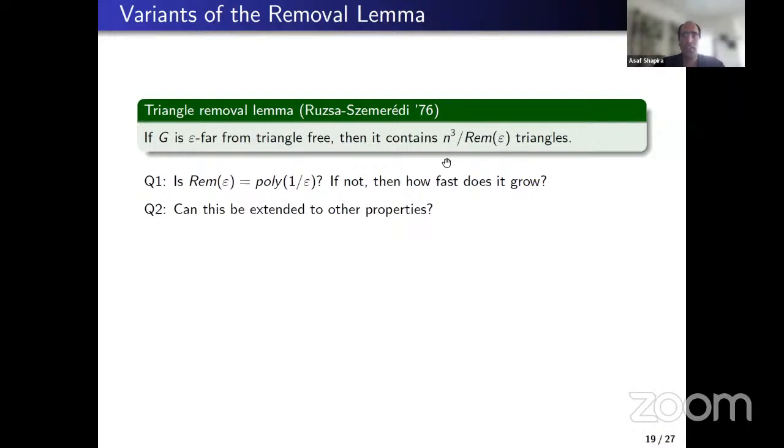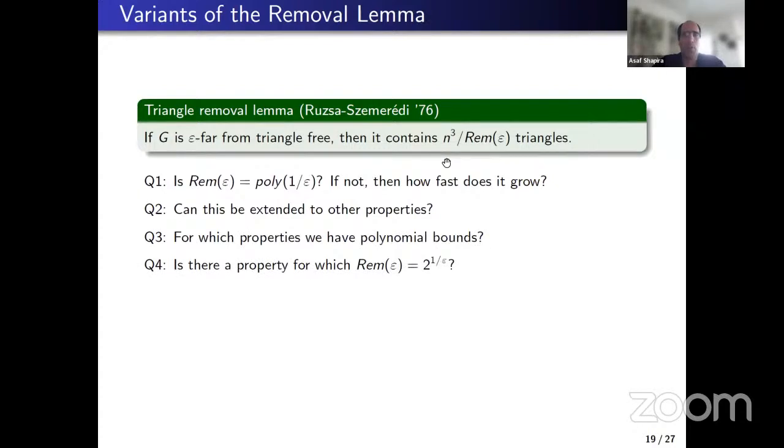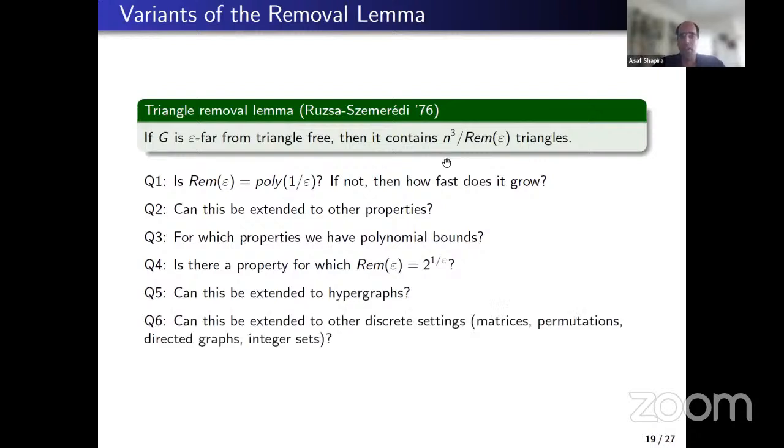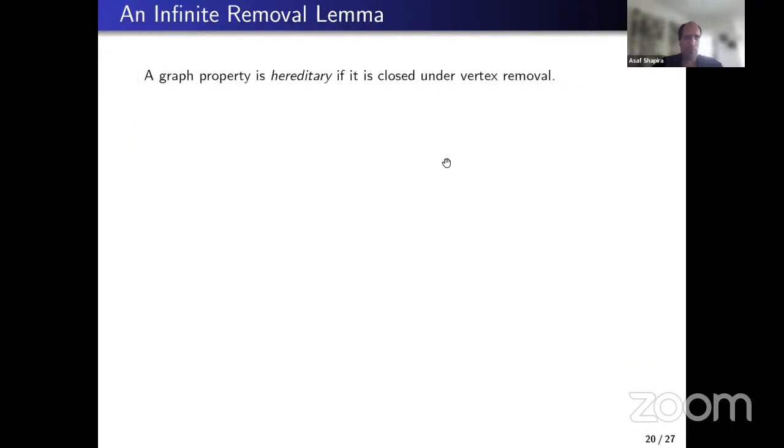And then we can ask, can this be extended to other properties? For which properties is it polynomial? Is there an example where this function is exactly exponential in 1 over epsilon? Is there an analog for hypergraphs? And can this be extended to other discrete settings, matrices, permutations, etc.? We will address some of these questions now.